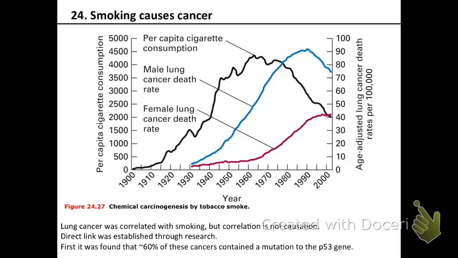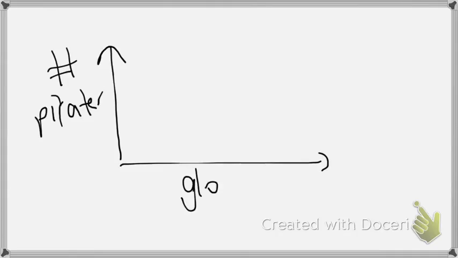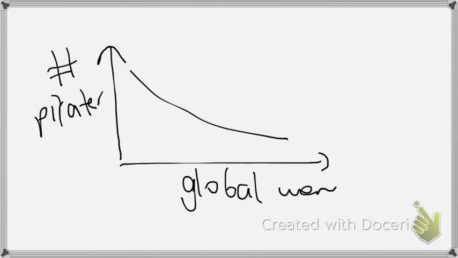So for many years, lung cancer was correlated with smoking, but correlation is not causation, right? A very good example of that is if you plot the number of pirates against global warming, you're going to see a decline, right? But that doesn't mean that global warming is reducing the number of pirates. These are correlations that you can make that are not giving you any causation. But correlations are a good place to start, right? So if you notice such correlations, you can look for causation.